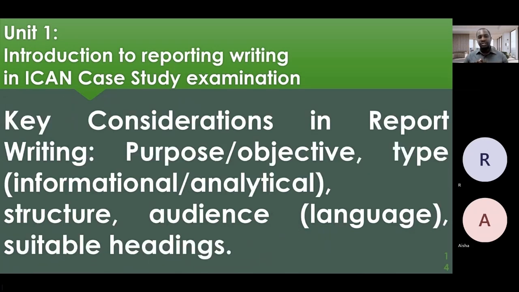All right, so key considerations in report writing. You need to have the purpose. Introduce the report: what is the purpose of the report? That speaks to the objective. What are you aiming to achieve by that report? Then what is the type of information? Is it informational or analytical? Informational is just providing restricted content. Analytical is providing elaborate content. So you must understand the type. Do you need to be restricted to a particular scope, or, if analytical, are you expanding beyond a particular scope?